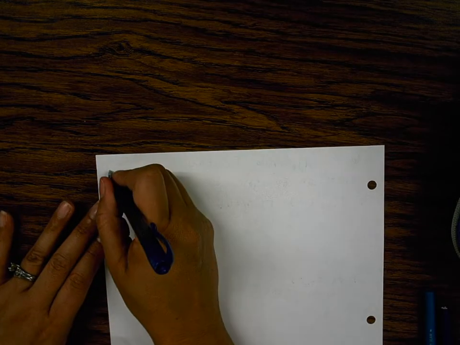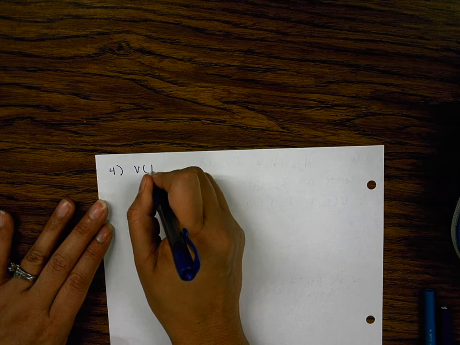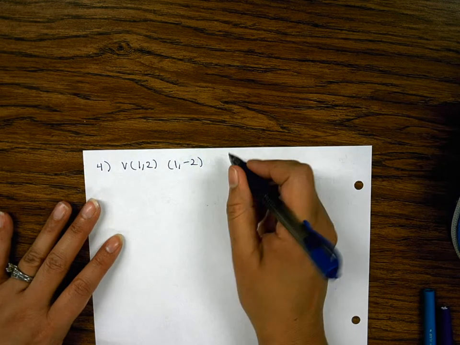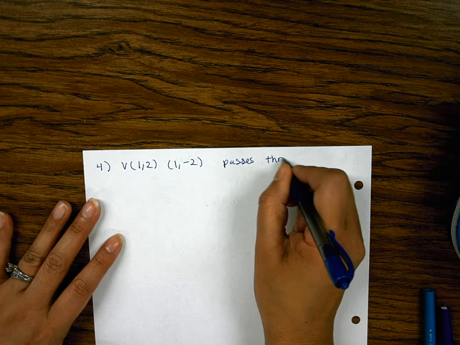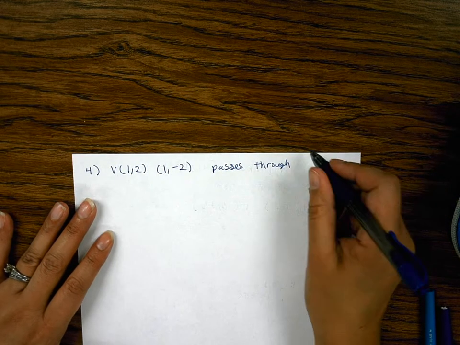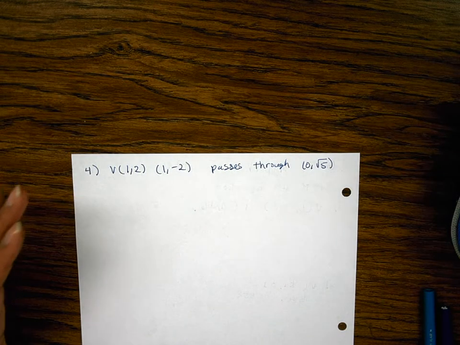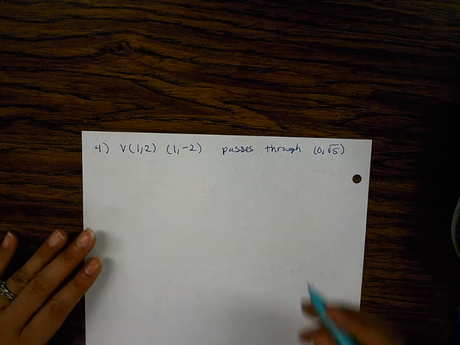Number 4, the vertices are 1, 2, and 1, -2, and it passes through 0, √5. Now this one's a little different. They didn't give us the equation of the asymptotes, nor did they give us the foci, so how are we going to do this one?